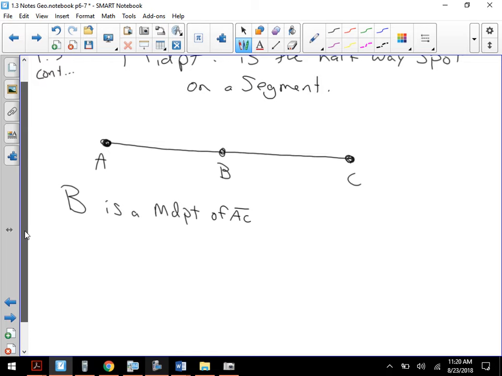Now, when you have numbers, they can be equal to each other. 3 is equal to 3, 7 is equal to 7, 44 is equal to 44, and so on and so on. When you get segments, angles, things that can be measured, things that have equal measurement are called congruent. So this is a new term here. We're going off to the side. Congruent.